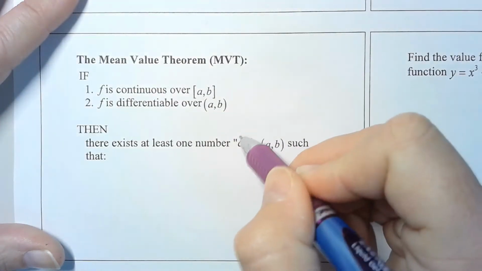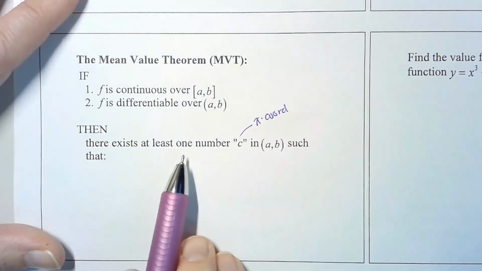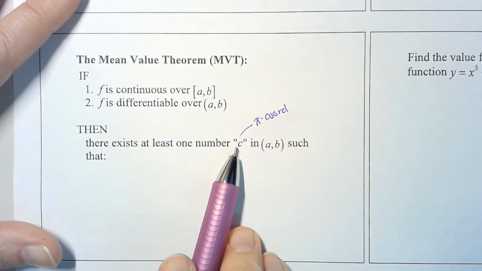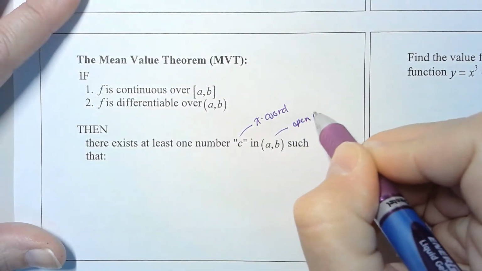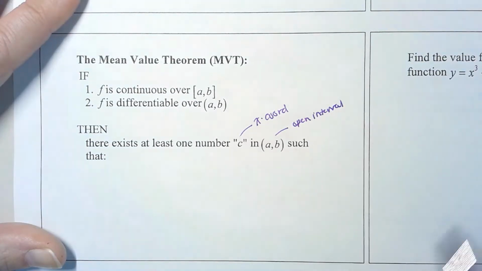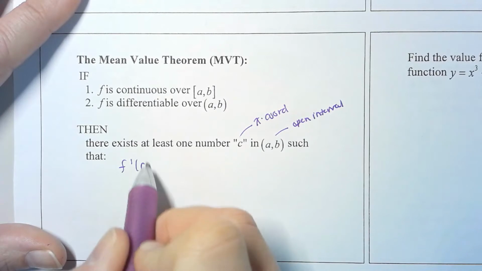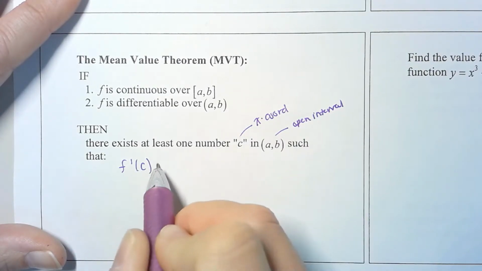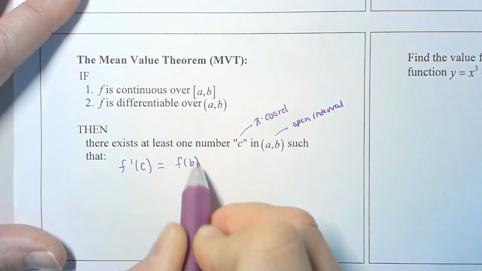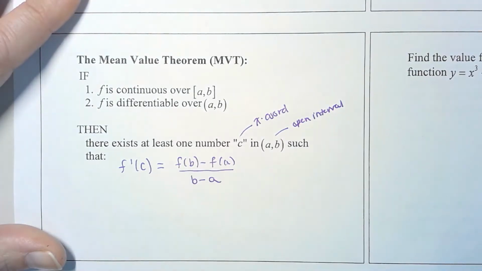If these 2 things are true, then there exists at least one number c in the interval a to b. If c is in the interval a to b, that means c is an x-coordinate. So there's at least one point in time, or one x value, between a and b, such that f prime of c, the slope at that point, will equal the slope between the endpoints.